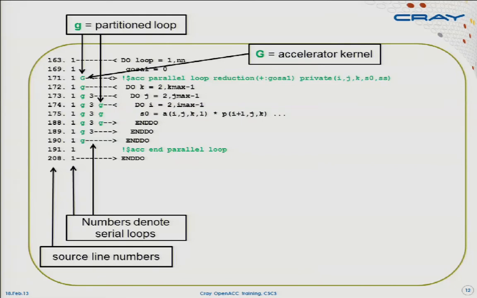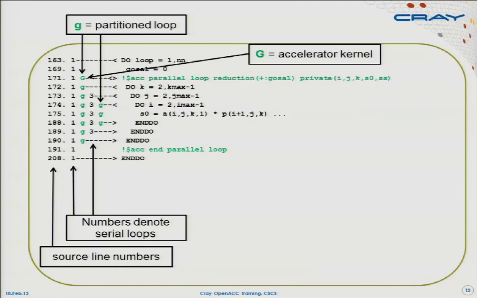Suddenly, what's appeared is these capital Gs. What do the capital G up here mean? What this means is that this region was indeed put on the GPU. Here's the source line numbers. Here's the original source. The outer loop, the iteration loop, just has a number down the side. What does that mean? It means this loop is going to be done sequentially, serially. You don't parallelize the iteration loop, obviously.